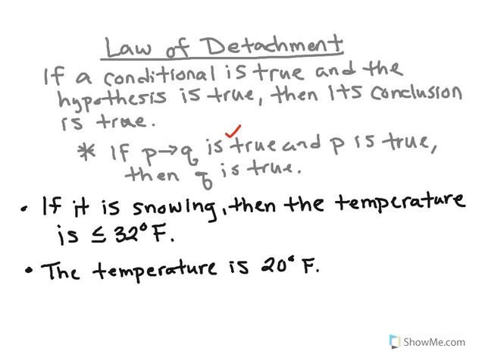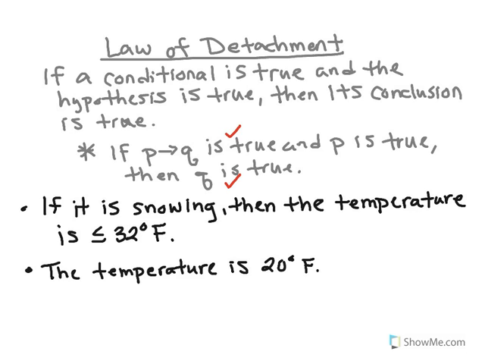The next part is that P has to be true. Well, if it is snowing, first of all we have to know that it's snowing outside in order to make this conclusion. If that is the case, then I know that the temperature is less than or equal to 32 degrees Fahrenheit. That's my conclusion, and I have to determine that that's true. Okay, so I can check this mark off here on my list.